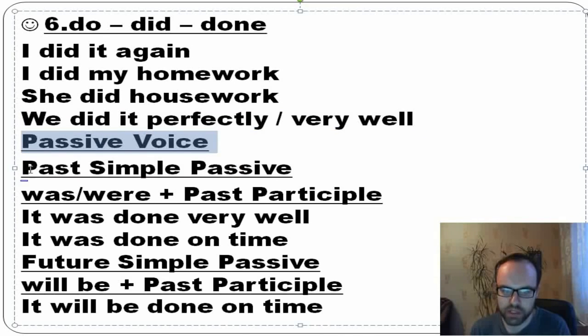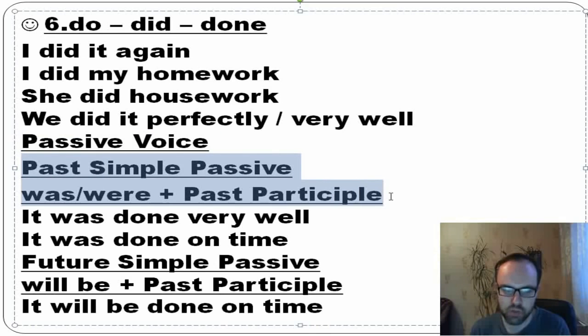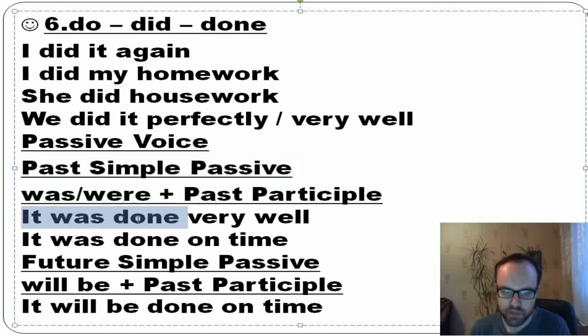So past simple passive voice. How do we form it? Was, were plus past participle. Okay, so we have some examples. It was done very well, and it was done on time. Future simple passive. How do we form it? Will be plus past participle. It will be, and past participle is done. It will be done on time.